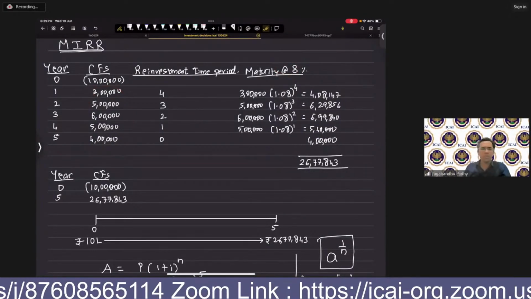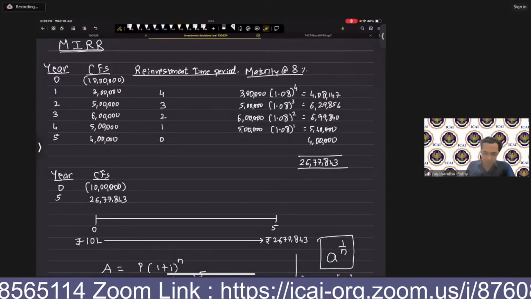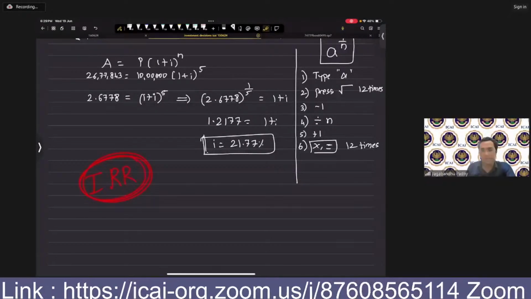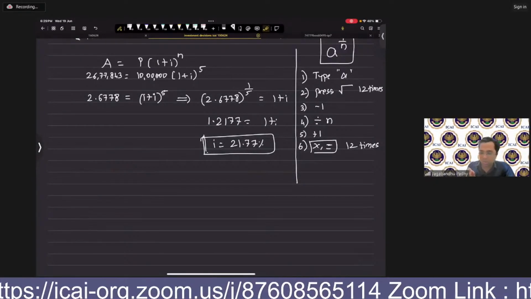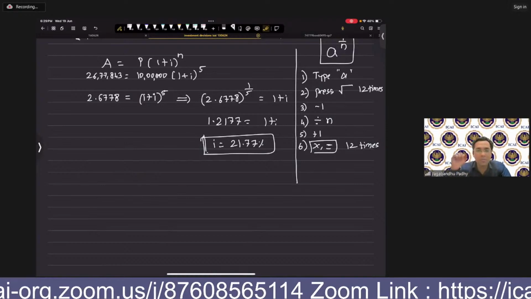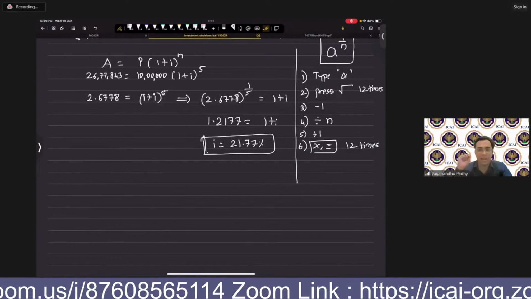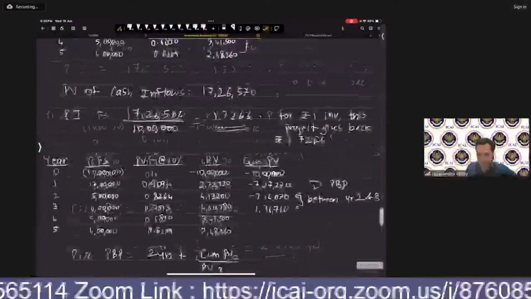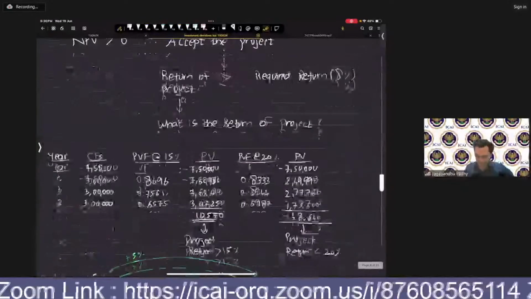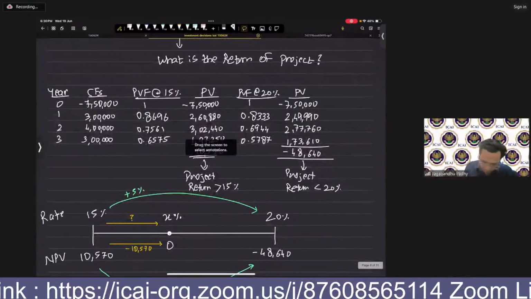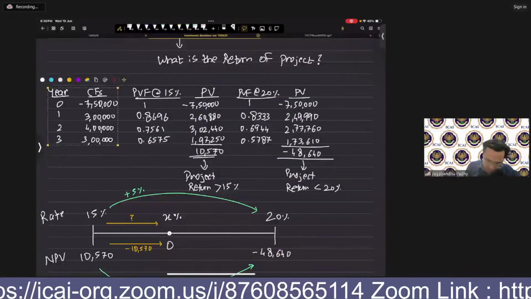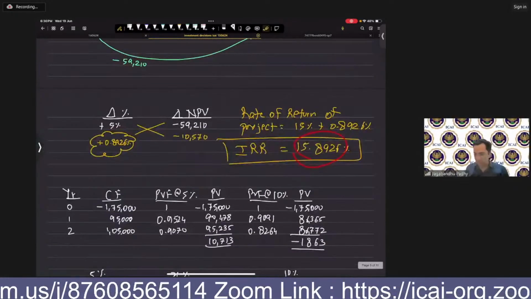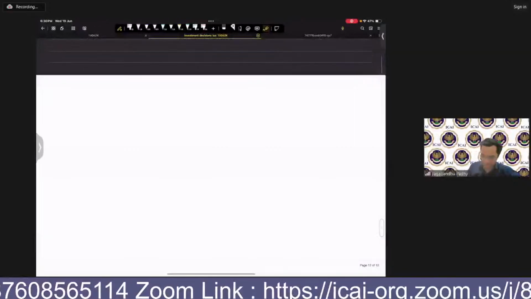Now, why was there a need for this MIRR? Because when you're just calculating IRR, there is an underlying assumption that whatever cash flows the project is providing you, you are able to reinvest them at the same IRR. That is the underlying assumption of the IRR method. I'll show you with an example how valid this assumption is. In the last class, we computed the IRR for this project to be 15.8926. Let me take those numbers again.